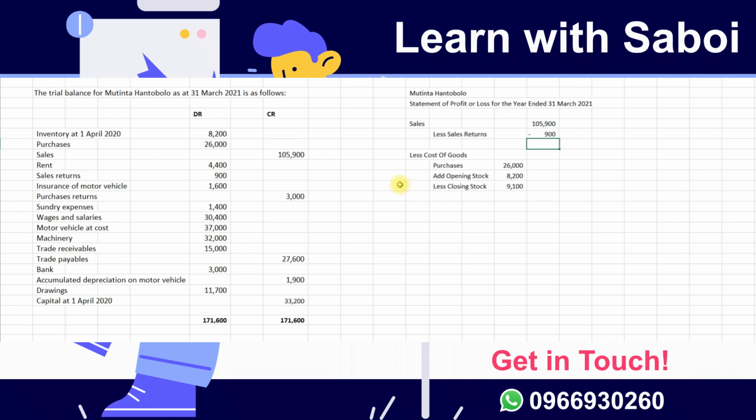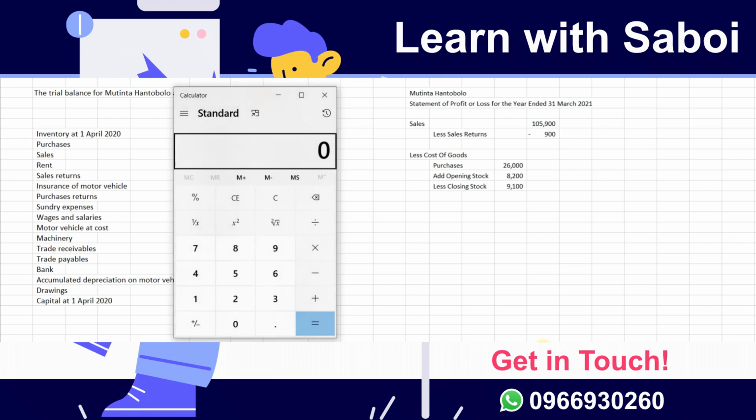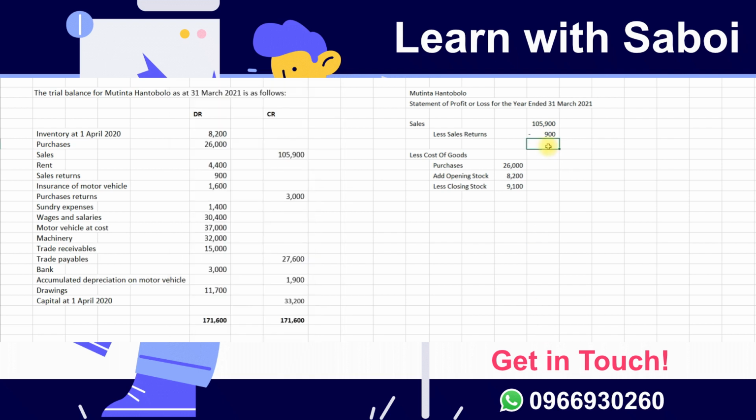So there it is. Then we write what the answer is. 105,900 minus 900. What does this give us? It gives us 105,000. So we're going to write our 105,000 over here. Good. So we've taken account of the sales returns, and that's a good part.